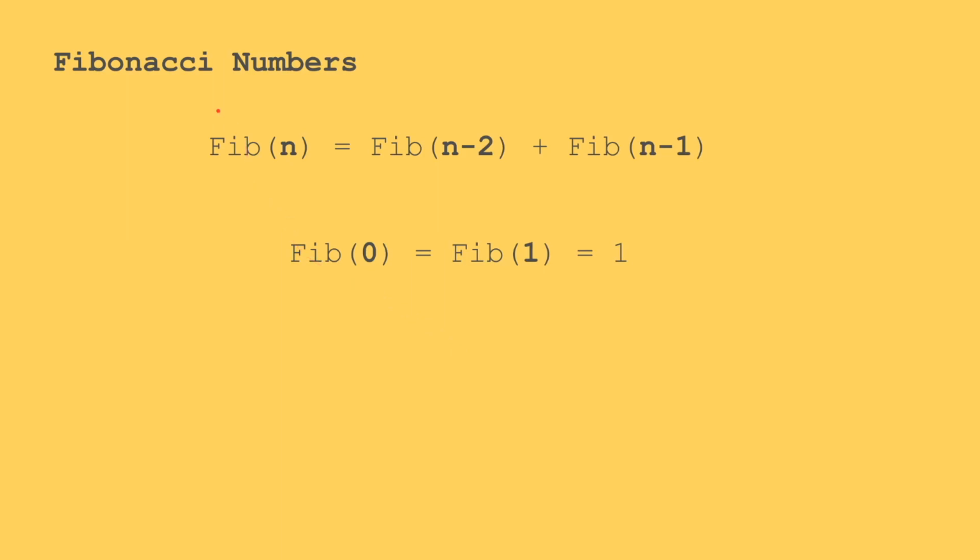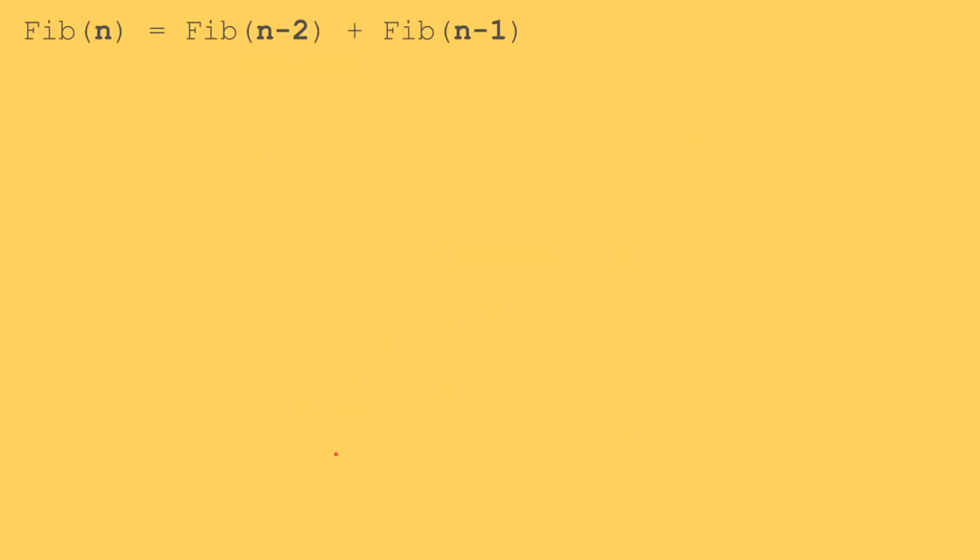Now let's look at Fibonacci numbers. Basically, you define it as fib of n is equal to fib of n minus 2 plus fib of n minus 1. And your base cases are 0 and 1, for which our output is 1. The Fibonacci sequence is like this. If we want to calculate fib of 5, for example, you have to calculate n minus 2 and n minus 1, which is 3 and 4.